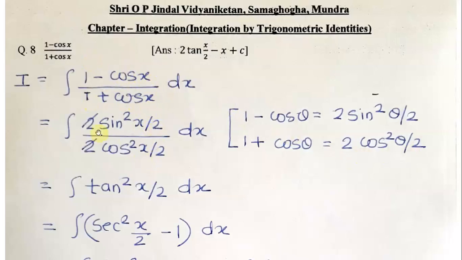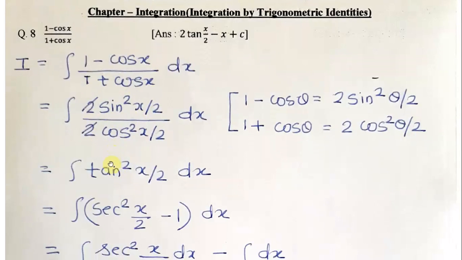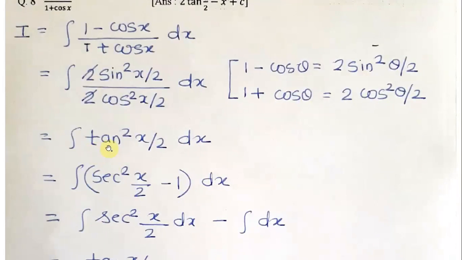So I applied the formula, the 2 and 2 cancel. Sine upon cos will become tan, because the powers are the same. Now again the same problem comes here. We cannot integrate tan square, but if I convert tan square into sec square, we are applying one identity of class 10: tan square theta is equal to sec square theta minus 1. So that formula I applied, then I separated them.